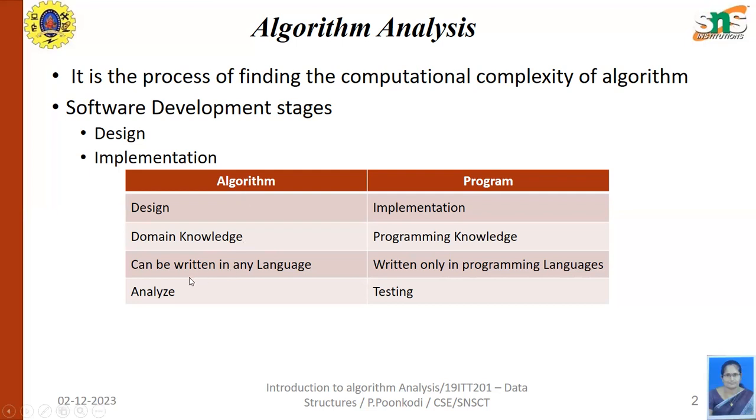An algorithm can be written in any language, since we do it only for readability. But for the program implementation part, we must write in a programming language alone. After completing your algorithm writing, we go with the analysis to finalize the algorithm. After implementation, we go with the testing part, to check whether the implementation is working and whether it attains the design stage.